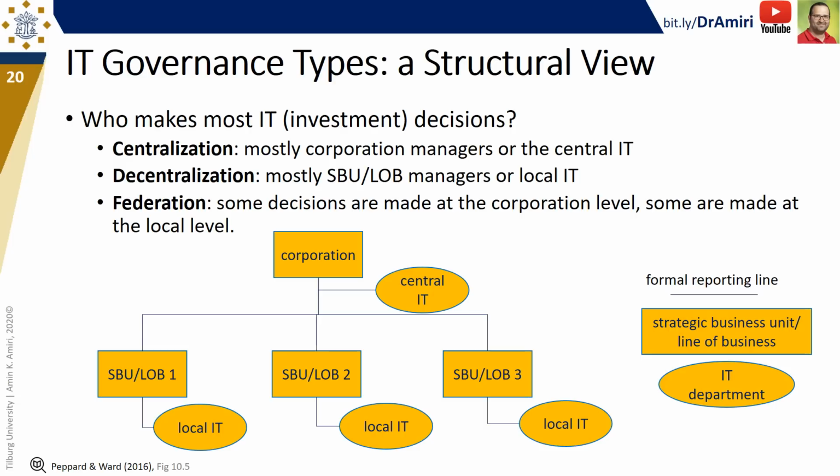So, in the centralized version, most of the IT decisions are made either by corporation managers or the CIO who controls the central IT. In the decentralized IT governance type, most of the decisions are made by the local managers, either the local IT, the local CIO, the local IT department manager or the manager of the team of managers of strategic business units. In the third type of IT governance called federation, some decisions are made at the corporation level and some are made at the local level.